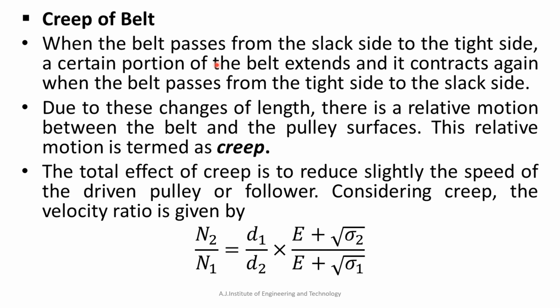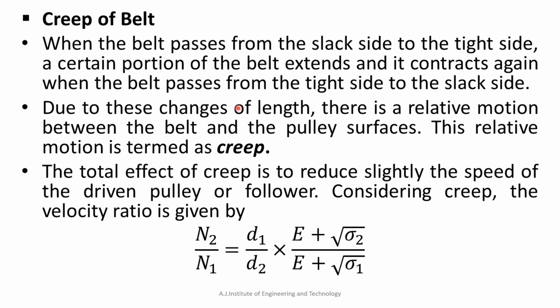Extension is because of the pulling action of the pulley, so the belt may extend in the lower tight side. Next, the slack side has pushing action. Because of that pushing action, the belt becomes loose, that is the slack side. Because of the pushing, contraction takes place. So uneven extension or contraction in the belt is called creep.